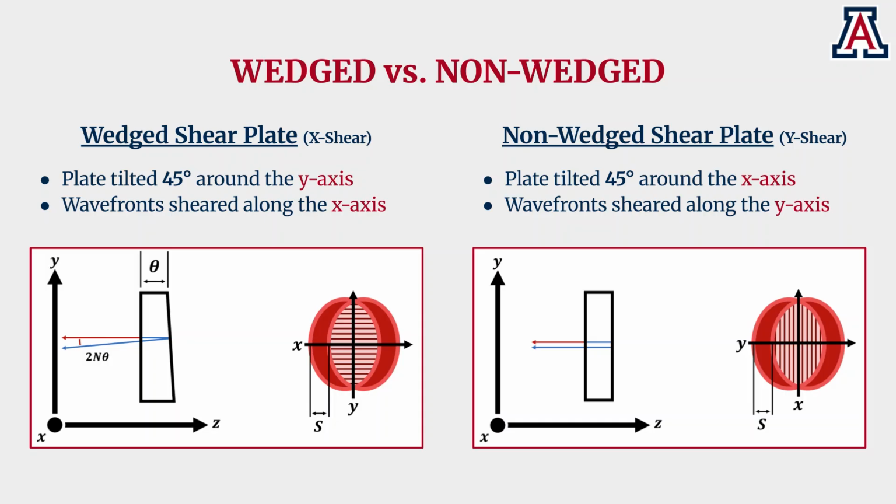A shear plate creates two laterally displaced copies of a wavefront that interfere, producing fringes that encode the wavefront slope along the shear direction. Here, the shear direction refers to the direction of that lateral displacement between the two wavefront copies. In our setup, the wedged shear plate produces X shear, while the non-wedged plate produces Y shear.